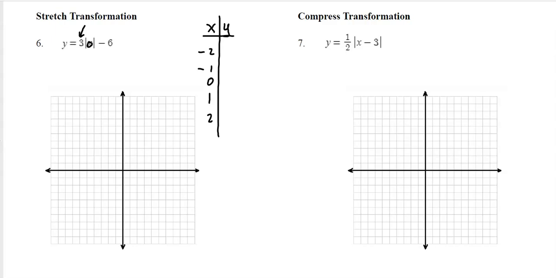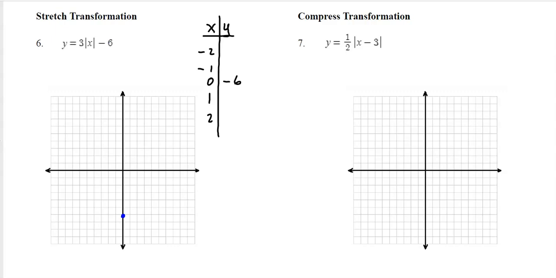If I put 0 in there, well, the absolute value of 0 is 0. 3 times 0 is 0. So I get an answer of -6. So (0, -6) is on the grid. And I would expect that, because negative 6 at the backside means you move down 6. So I'm like, all right, that's exactly what I thought was going to happen.